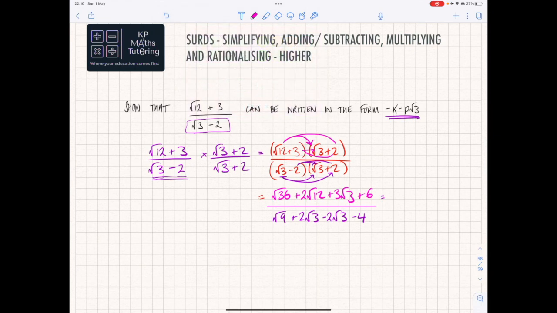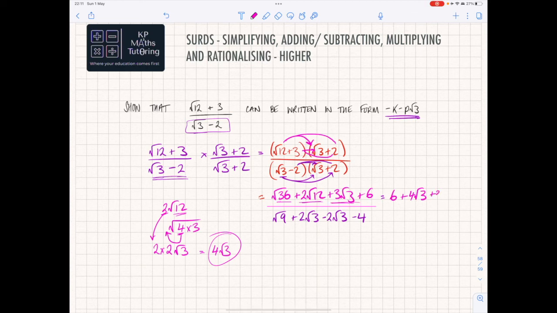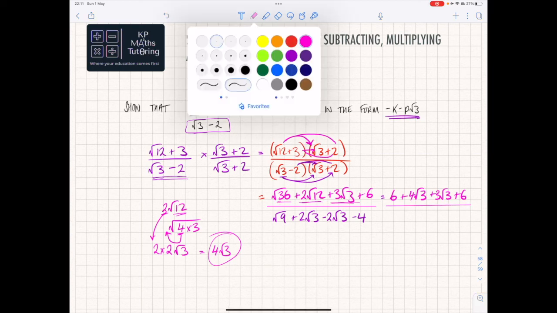So looking at the top, we've got root 36, which simplifies to 6. 2 root 12. Is there a square number that goes into 12? Yes, there is. 4 times 3. Square root of 4 is 2, so 2 goes on the outside here, so that becomes 2 root 3. But remember, you've got this 2 from here that you need to bring down, so that actually becomes 4 root 3. So that 2 root 12 actually now becomes 4 root 3, which is good because I've got a 3 root 3 here that I need to use to simplify, plus 6 at the top. So that's the top tidied up.